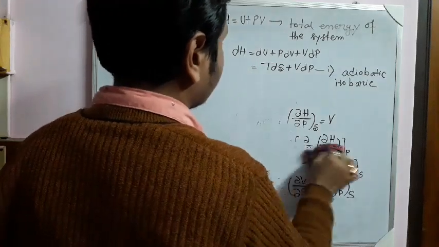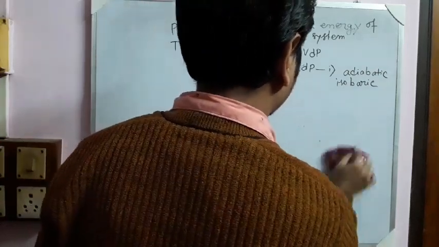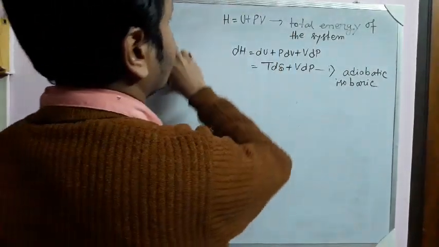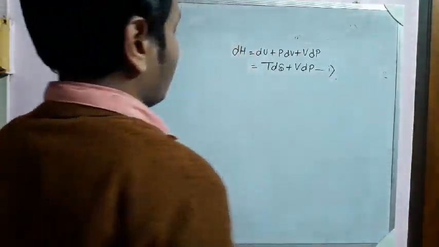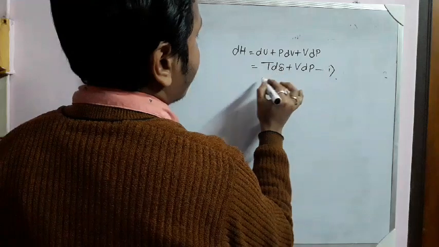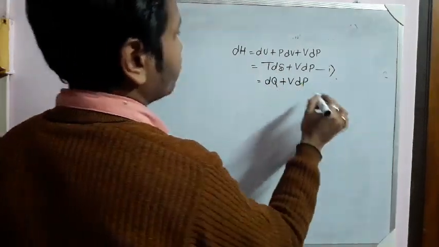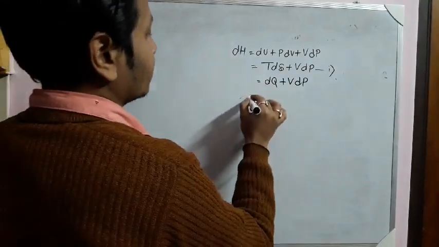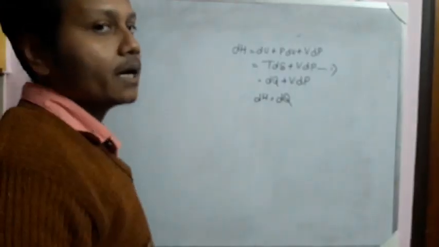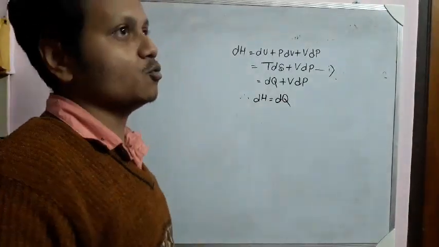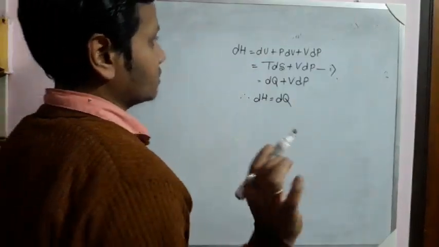Now from this expression you can also see the physical significance of enthalpy. What is the physical significance of enthalpy of a system? We can write that by using this equation. This can be written as dQ plus VdP, so if the pressure remains constant, then dH equals dQ. So at constant pressure the entire heat is used to increase the enthalpy of a system.